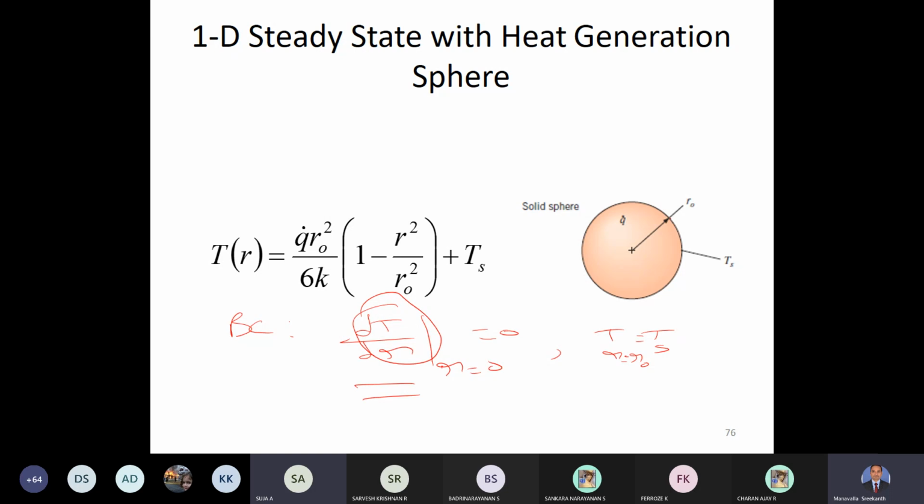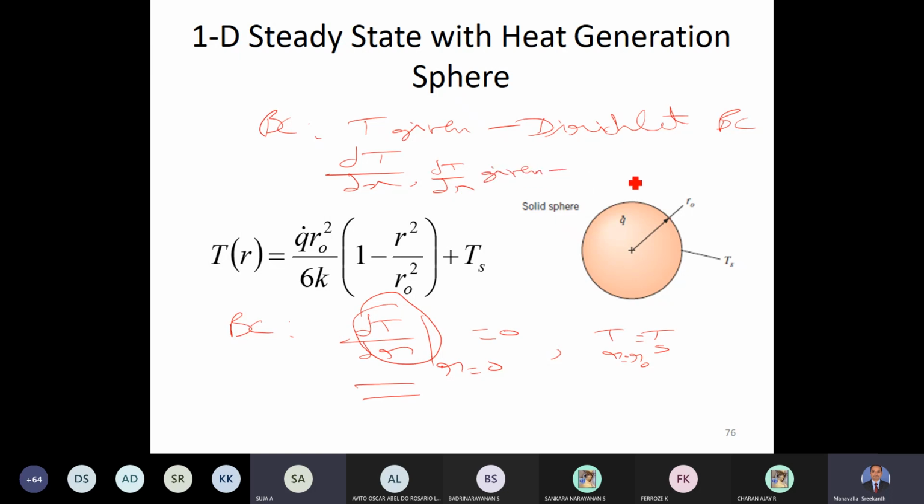You have seen this earlier. What's the name of this thermal gradient boundary condition? No, there's a name. It's a name of some scientist. When surface temperature is given, when temperature is given, the name of that boundary condition is Dirichlet boundary condition. When the gradient is given, dT by dx or dT by dr, what's the name? It's a Neumann boundary condition. Okay, so you need to remember this.